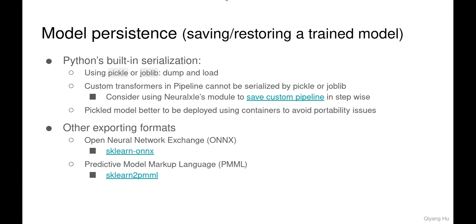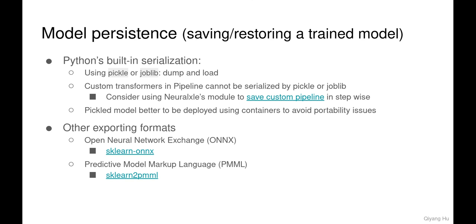One note is that if you customize your own transformers in the pipeline, they cannot be correctly serialized by pickle or joblib directly. In that case, you might have to consider using third-party modules like the NeuralRack module to save custom pipelines stepwise. That's a little bit complicated, but it can be done.